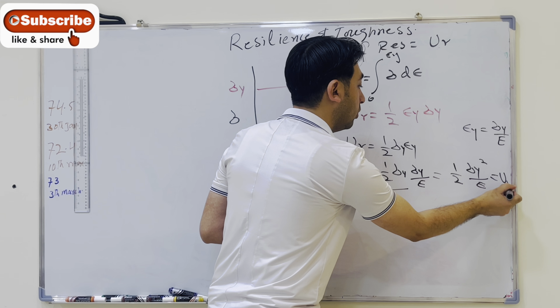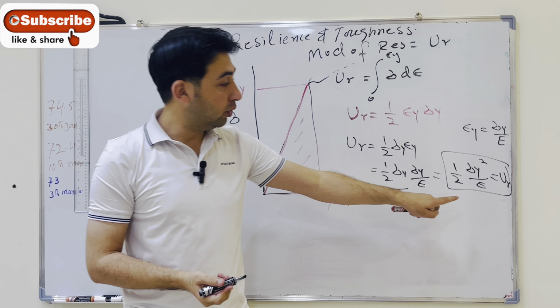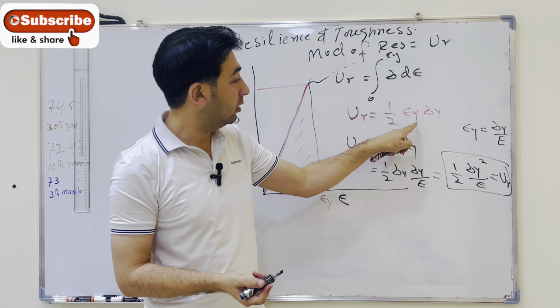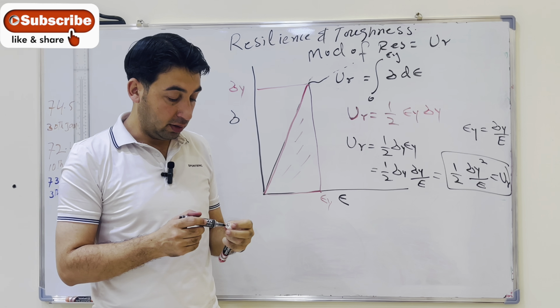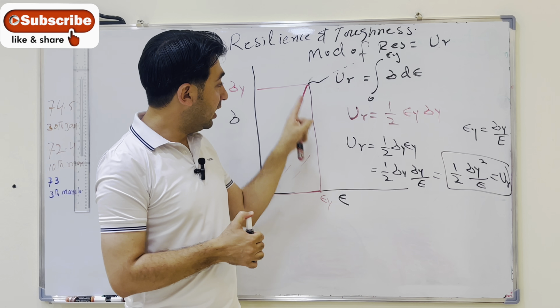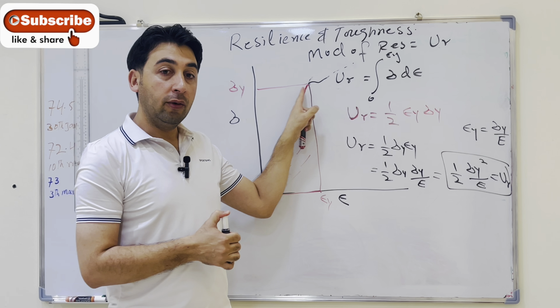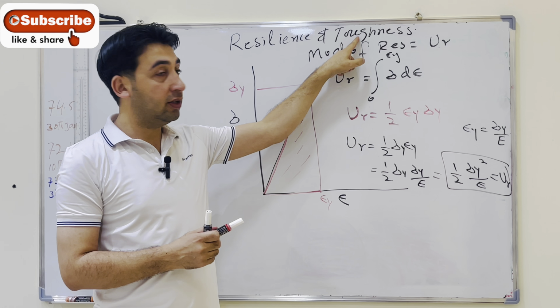This is also resilience. So to find the resilience, you can use this formula, or you can use this formula. You will get resilience from this. Now resilience is what? Energy absorbed by the material till the elastic point. Now from here the toughness is coming. Then the new thing, toughness, we have to discuss.